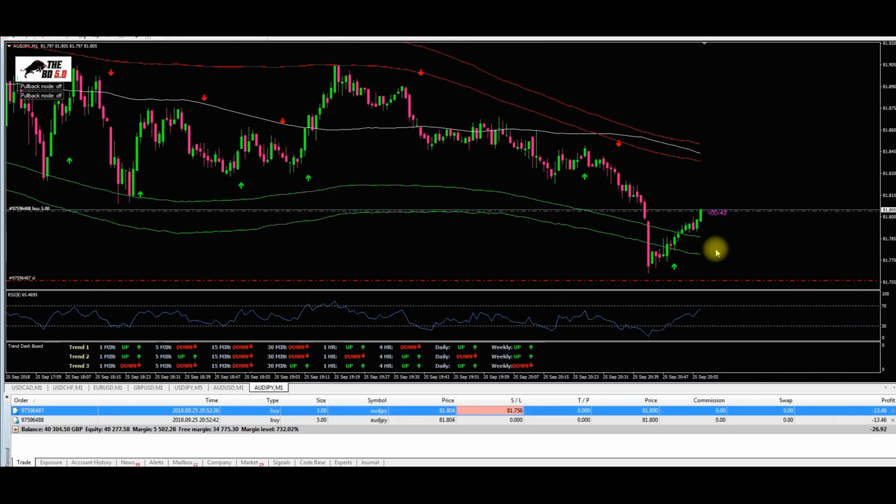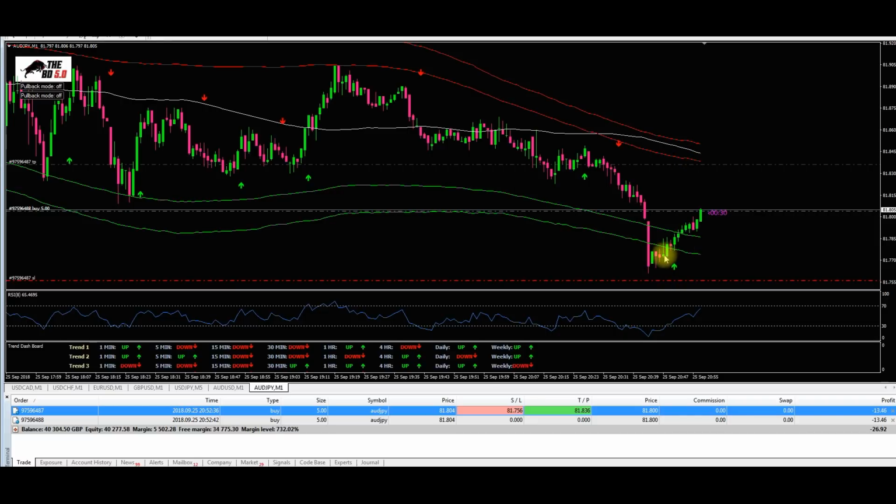So again, you can see here, my stop loss is here, my take profit at the top of the zone. It couldn't be more simple, yeah? Stop loss at the bottom, take profit at the top.